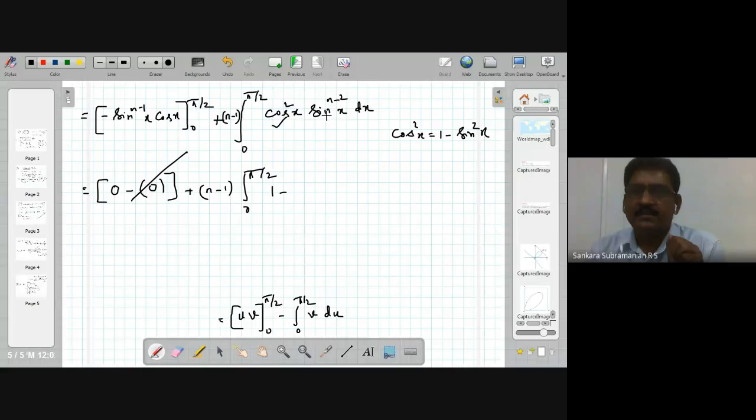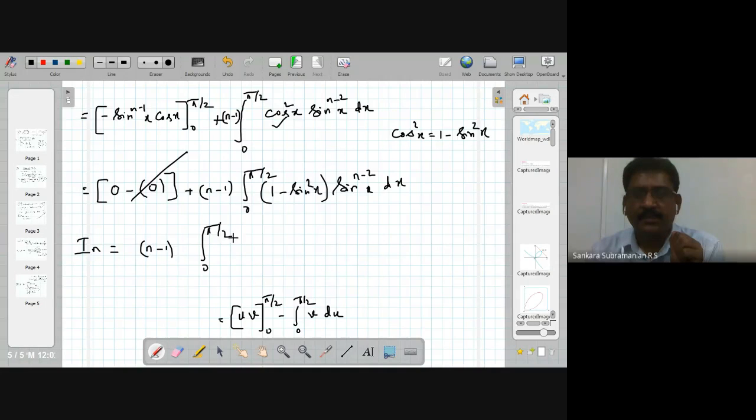So cos square x, instead of that, we have to substitute 1 minus sin square x. Okay, here you already have sin to the power n minus 2x dx. So I n, this is 0, therefore it becomes n minus 1 times integral 0 to pi by 2. If you multiply this inside, you get sin power n minus 2x dx, right?